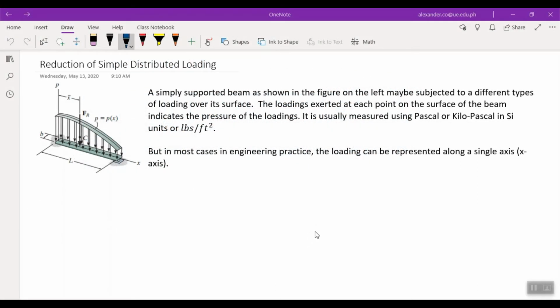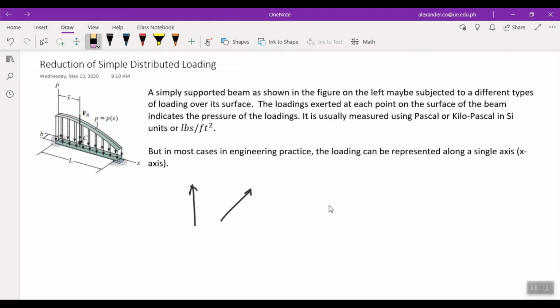Reduction of simple distributed loadings. From the start until now, all the forces we have dealt with are what we call concentrated forces. Something like this, right? Either like that, like this, or this one and this one. Moment, let's remove the moment first. Not all the time are the forces concentrated. This is called a concentrated force.